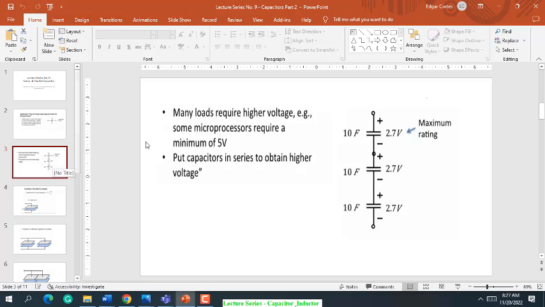When we have this capacitor, we cannot increase the voltage of the capacitor. Let's say we want to maximize our supercapacitor. What we're going to do is arrange capacitors in series, like in this presentation, where we have three capacitors connected in series.